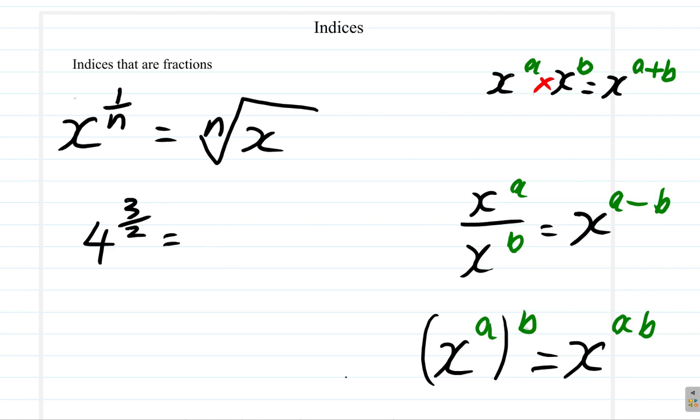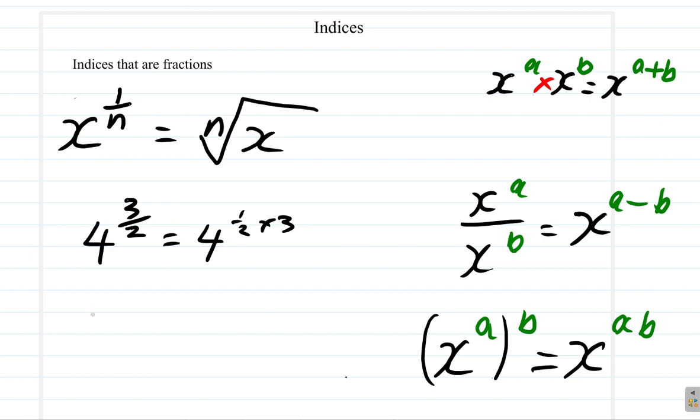The third law says x to the a, all of that to the b, is the same as x to the ab. So if you have x to the a times b, you can go back and separate the powers and say x to the a, all to the b. So 3 over 2 is the same as half times 3, the same as half times 3 over 1. But 3 over 1 is the same as 3. So 4 to the 3 over 2 is the same as 4 to the half times 3.